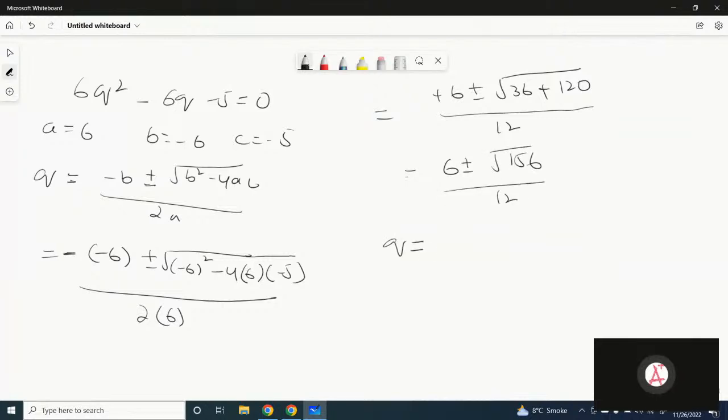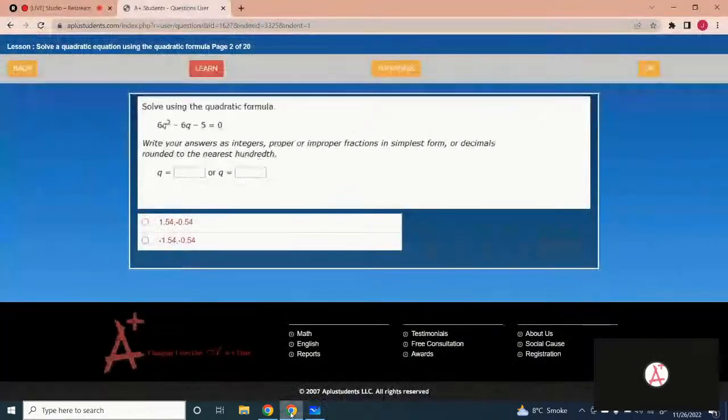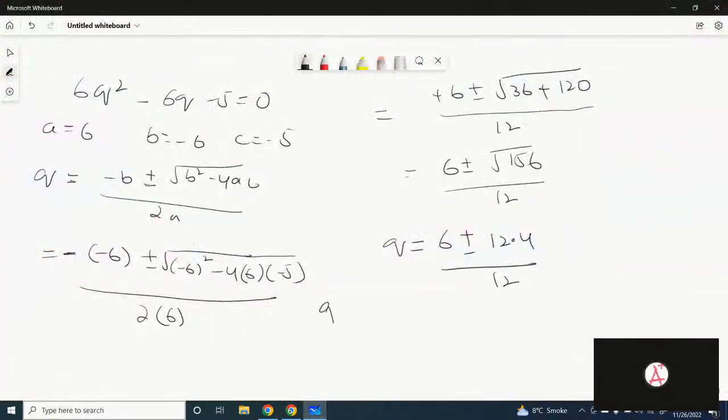So Q has two values, 6 plus minus square root 156, which equals 12.4, over 12. Got it? The first one would be 6 plus 12.4 over 12, and the second would be 6 minus 12.4 over 12. Just add all the values. It would be 6 plus 12.4, which is 18.4 divided by 12. It would be 1.53.